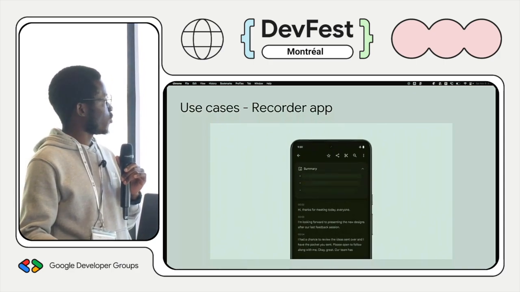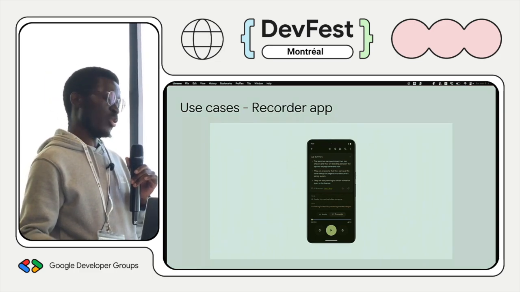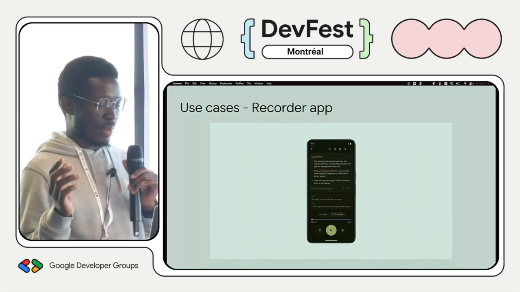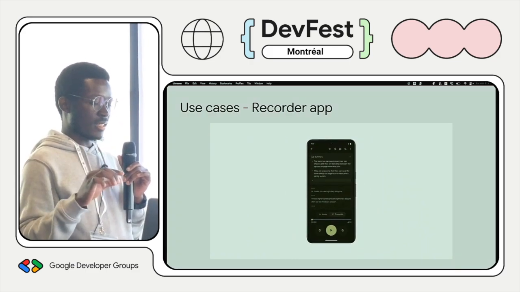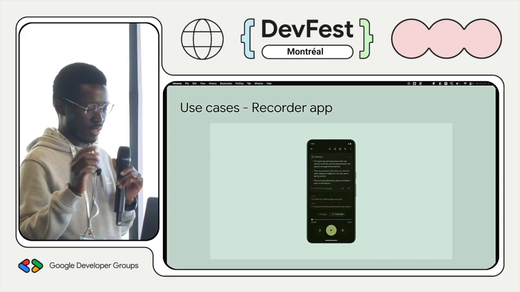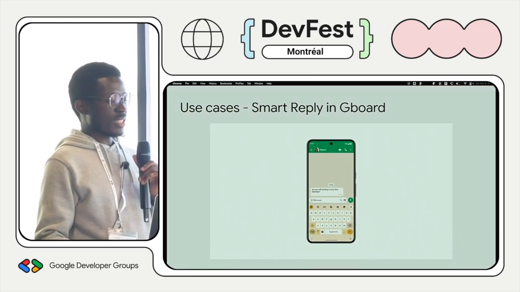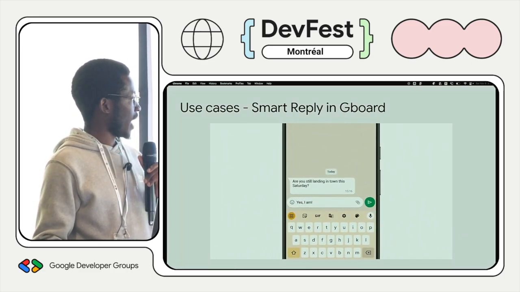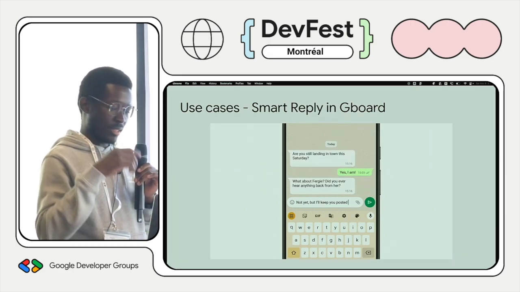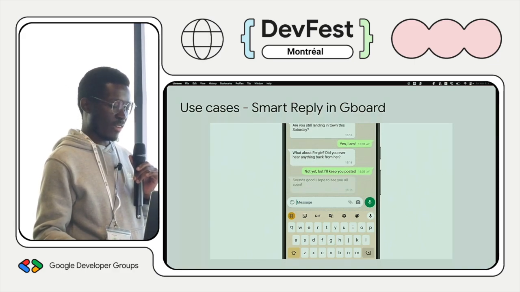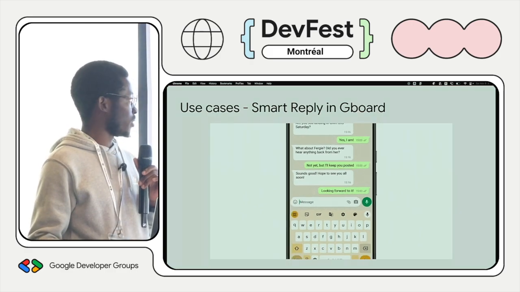This is something that we can see right now if you are using the Recorder app on the Pixel. You can record a bunch of stuff, and it can summarize the message and give you some bullet points of what the important parts of the recording were. Another use case is smart reply in Gboard, like I explained recently. So you can have access to this kind of feature. Everything is processed offline, and you don't need to send your request online in order to take advantage of it.